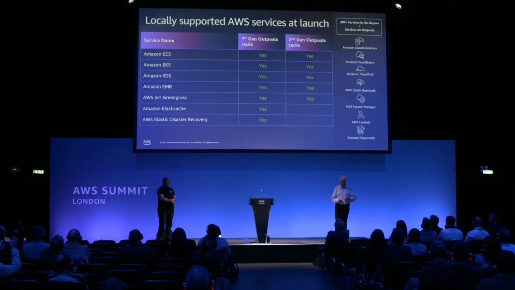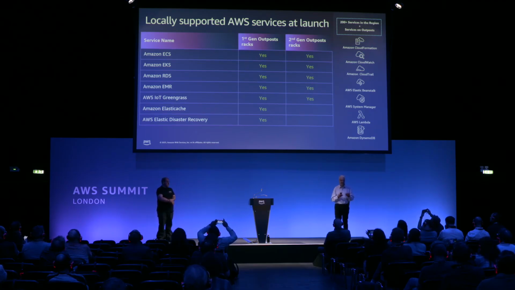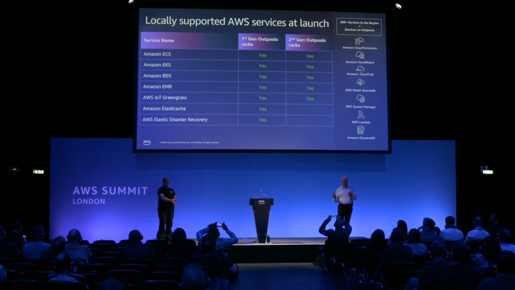Looking at the services we support at launch: ECS, Container Service, Kubernetes, RDS and EMR, and IoT Greengrass, which is supported in both Gen 1 and Gen 2. And then ElastiCache and disaster recovery are supported in the Gen 1 rack.